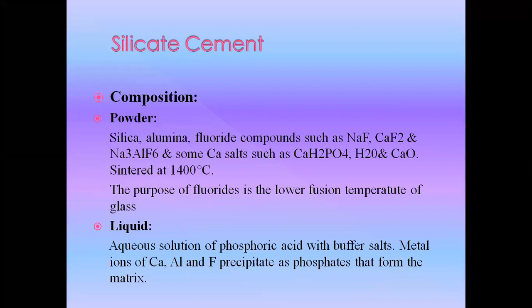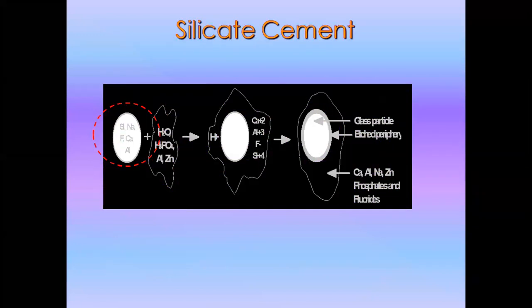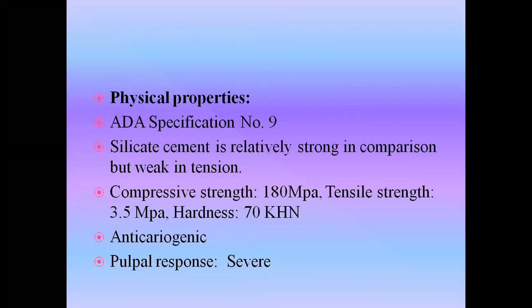Now, silicate cement, we'll go briefly through it. It was the first cement to be identified. ADA specification number 9. Silicate cement is relatively strong. The compressive strength of silicate cement is 180 megapascals, tensile strength is 3.5 megapascals, and Knoop's hardness number is 70. It is anti-cariogenic. Fluoride release, yes, we'll tell you now what cement releases what fluoride.